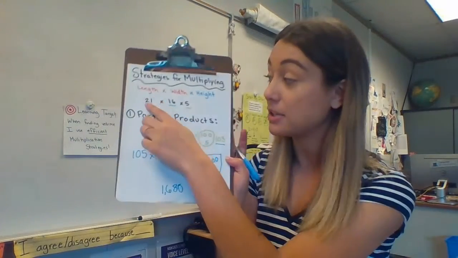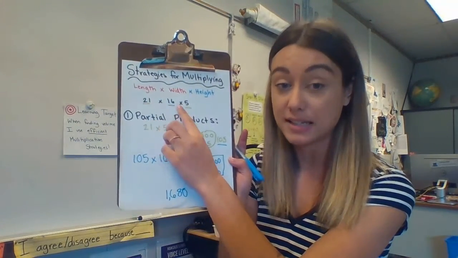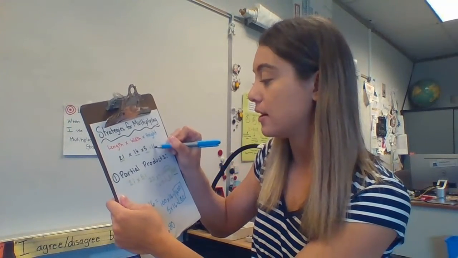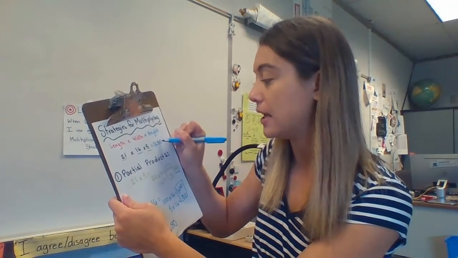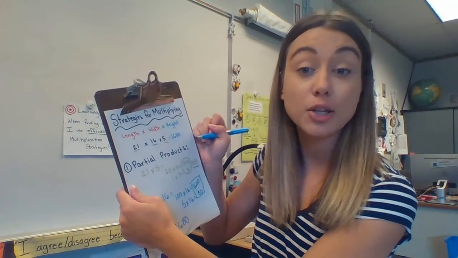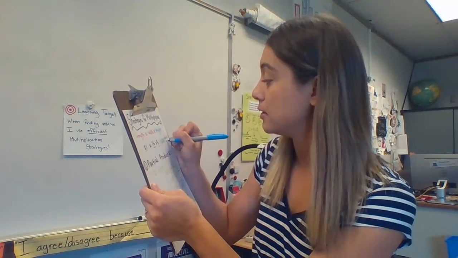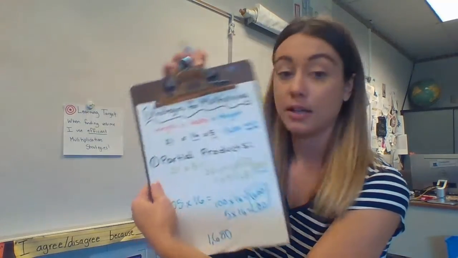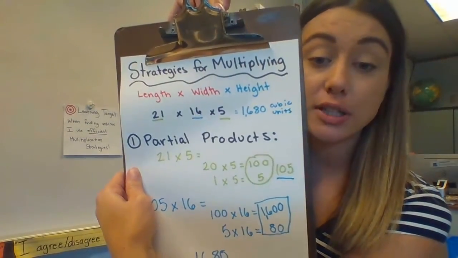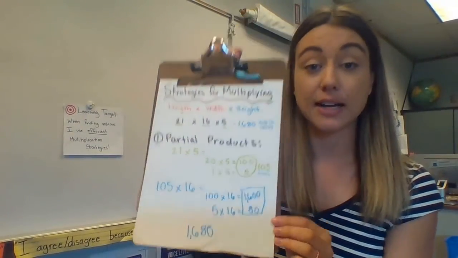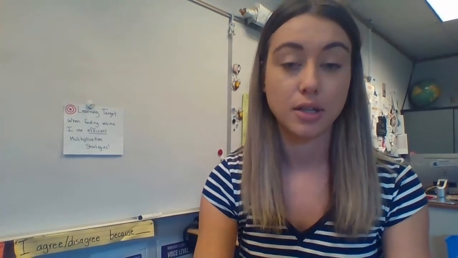So all together, my 21 times my 16 times my 5 equals 1,680 cubic units. Remember your units. You can write it like that, or units to the little third power. All right, friends, I am going to show you how to do the next strategy.